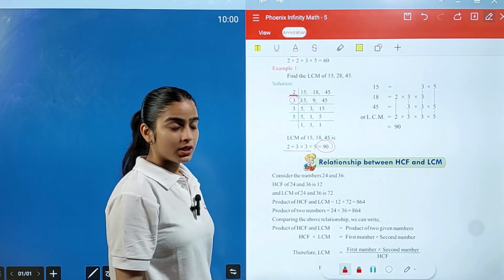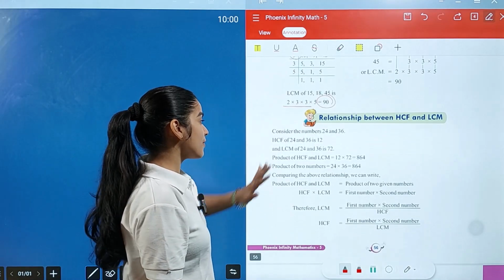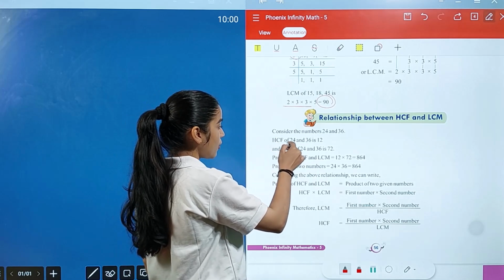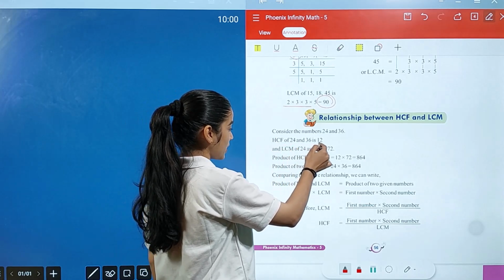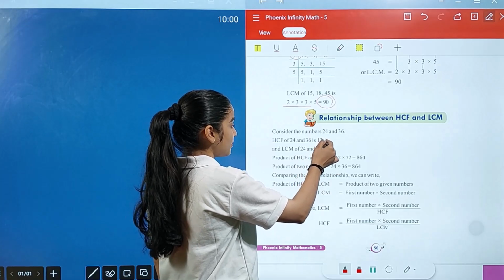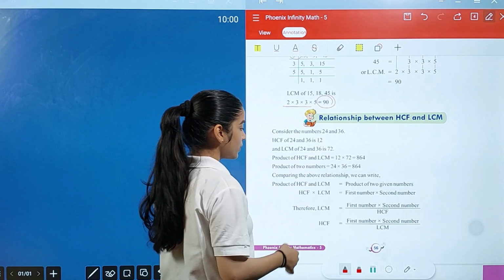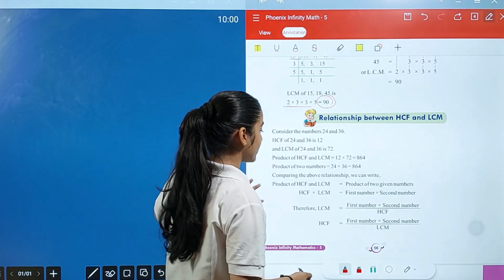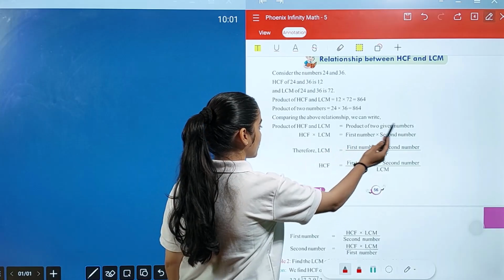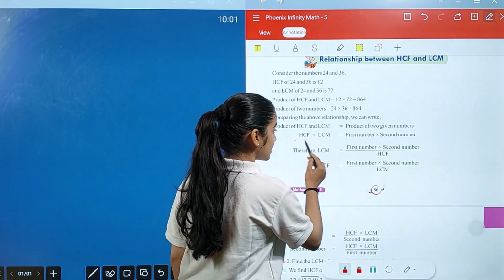Now we are going to learn about the relationship between HCF and LCM. The HCF of 24 and 36 is 12 and the LCM of 24 and 36 is 72. By multiplying 12 and 72, we get the product of the two given numbers. So the product of HCF and LCM equals the product of the two given numbers. We can say that this is our formula.